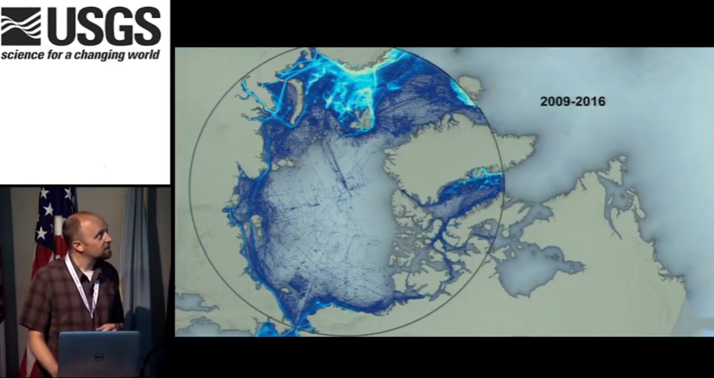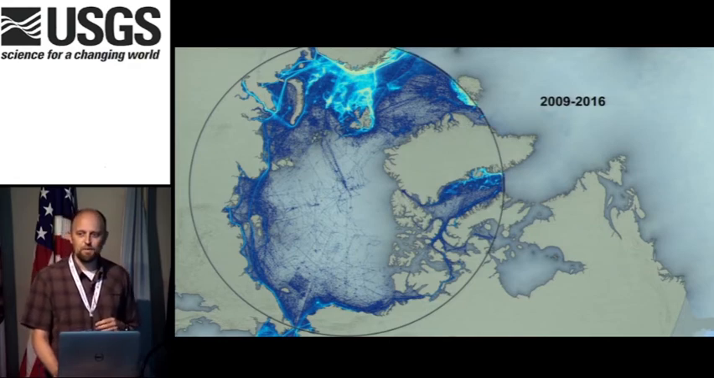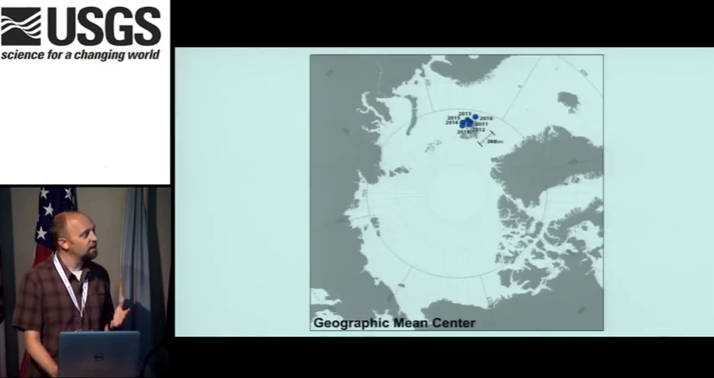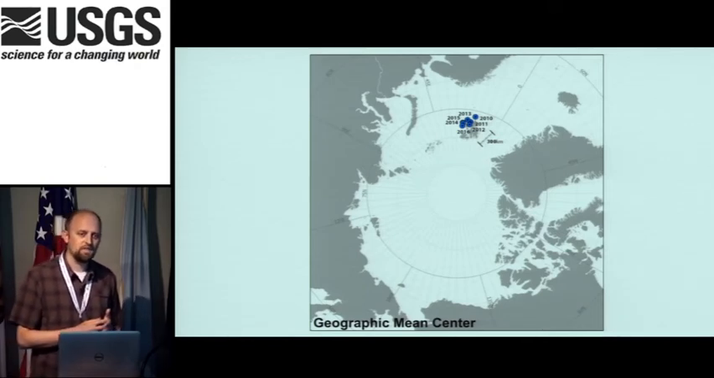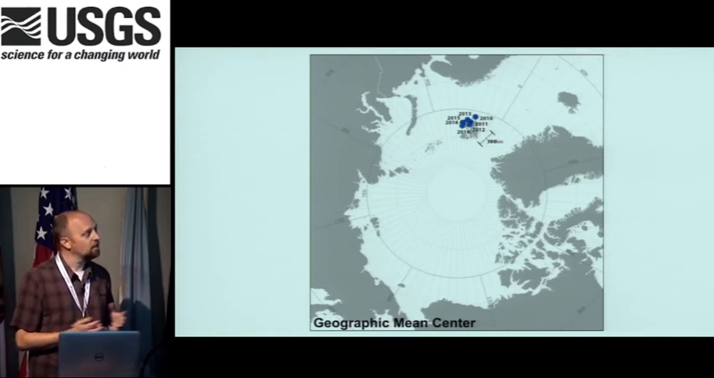Just some quick results. This is where the ships have been over that eight-year time series. You can start to see some highways developing. Of course, you see the Barents Sea at the top, which is traditionally sea ice free year-round. And you see a lot of activity on the left side of that map, including some trips heading towards the North Pole. Over the time frame of the time series, the mean center of shipping has moved towards the north and towards the west.